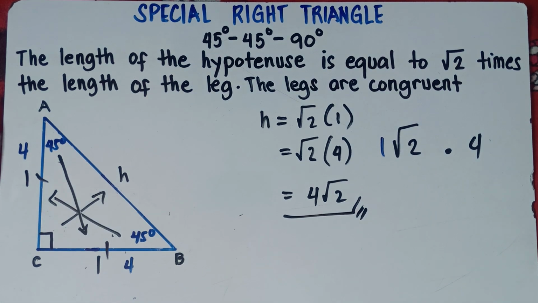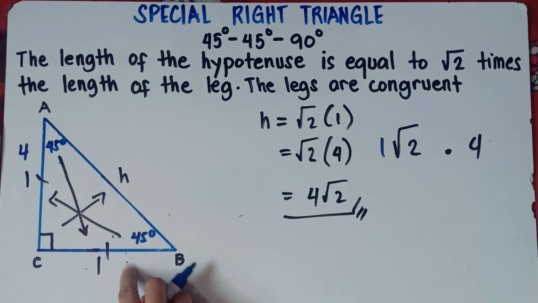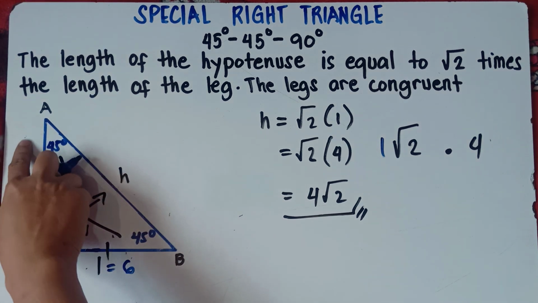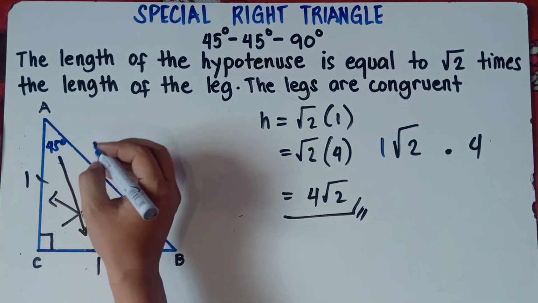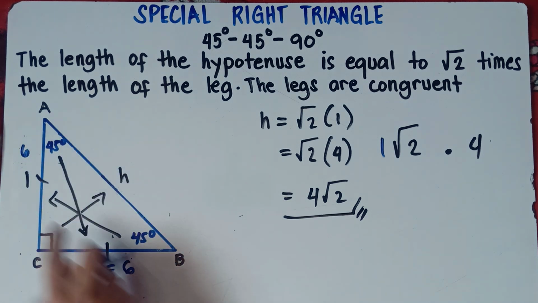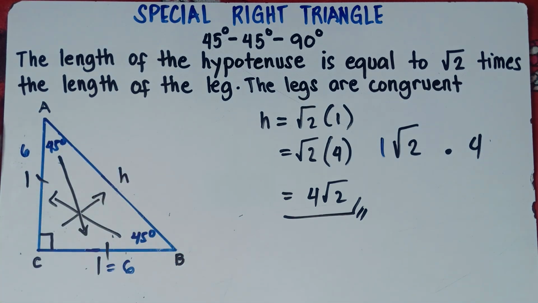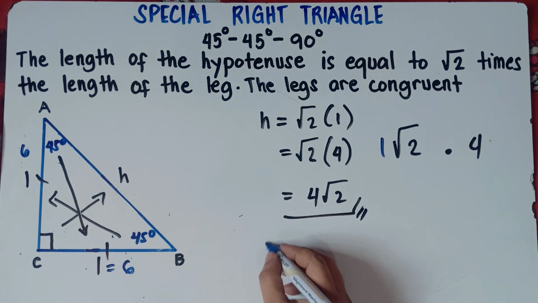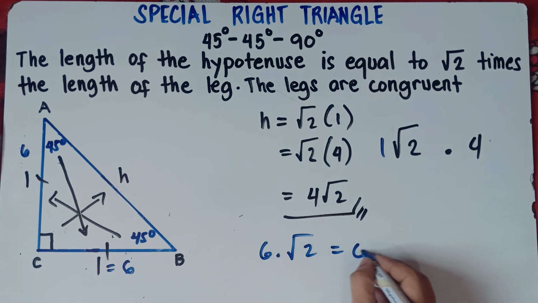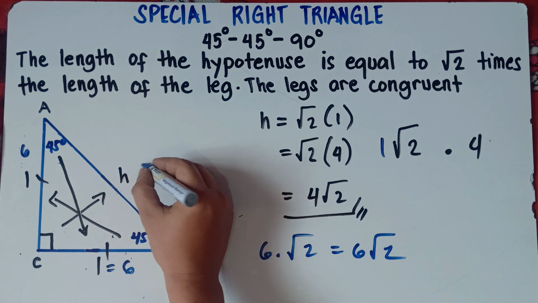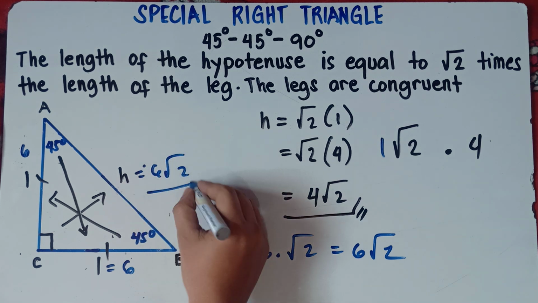So let's give another example. What if the length is 6? If this is 6, what will be the measure of AC? That's correct. AC should be 6 because they have the same measure. And the hypotenuse, simply multiply this one by square root of 2. So 6 times square root of 2, that would be 6 square root of 2. So that's the hypotenuse, class. Easy, right, for this one?